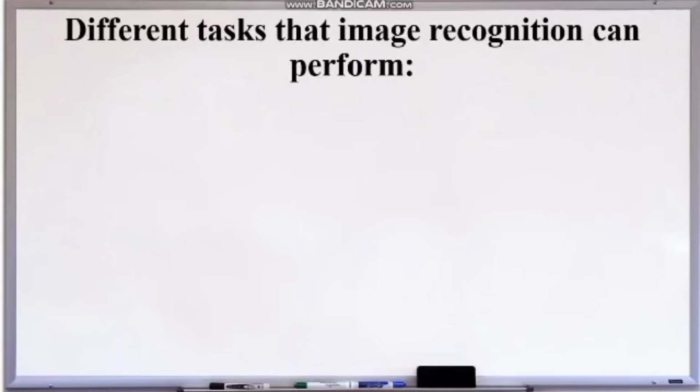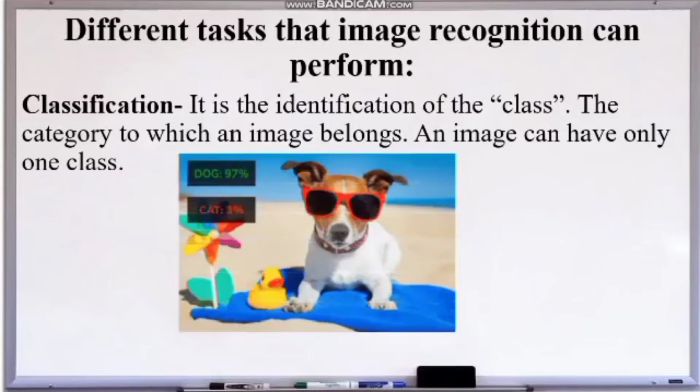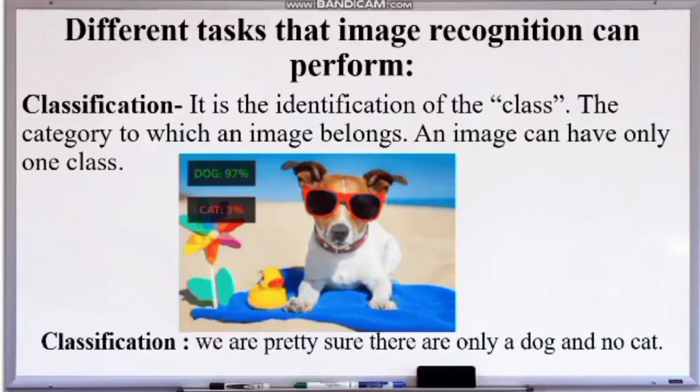Different tasks that image recognition can perform. The first one is classification. It is the identification of the class, the category to which an image belongs. An image can have only one class. This is the example of classification. We are pretty sure that there is only a dog and no cat.